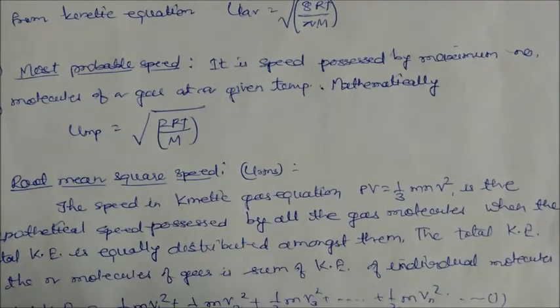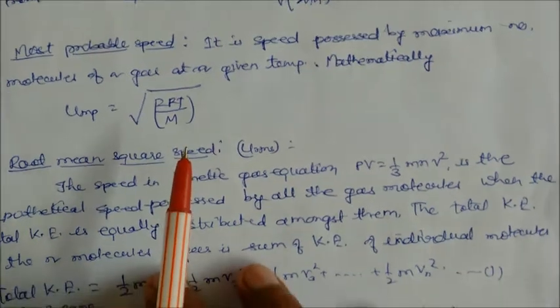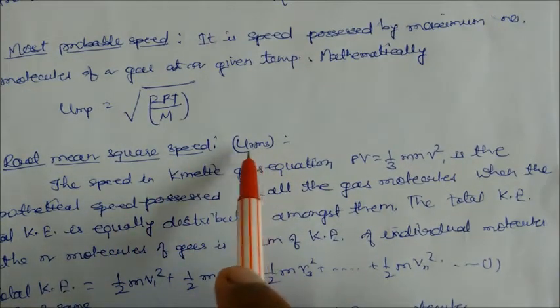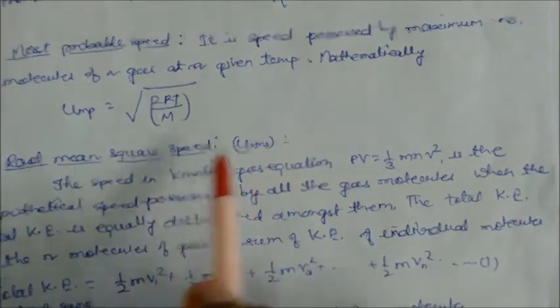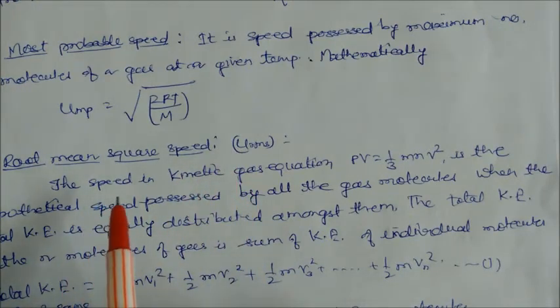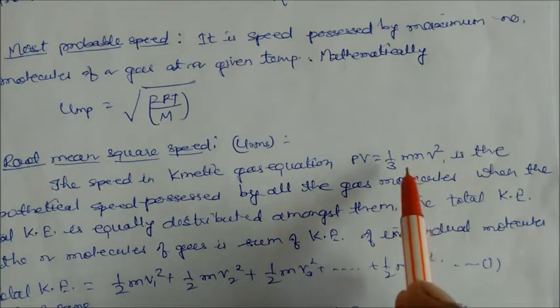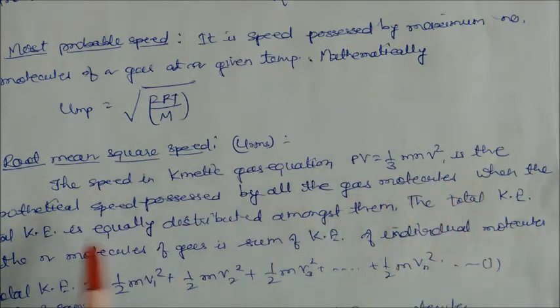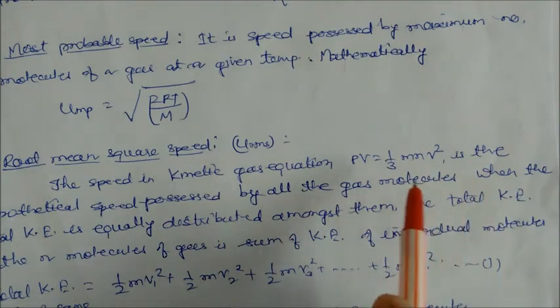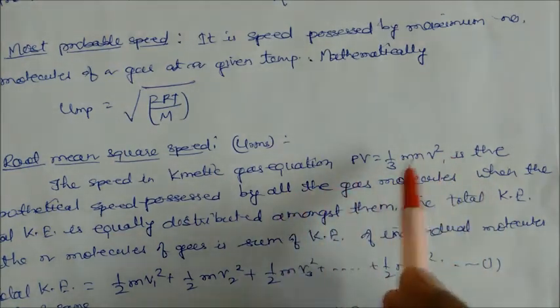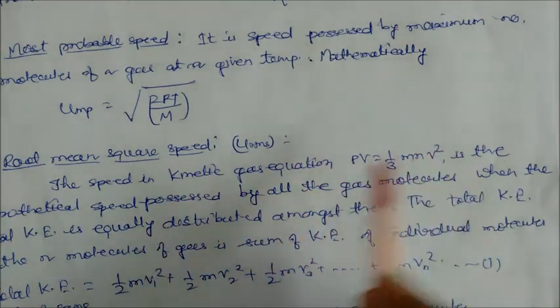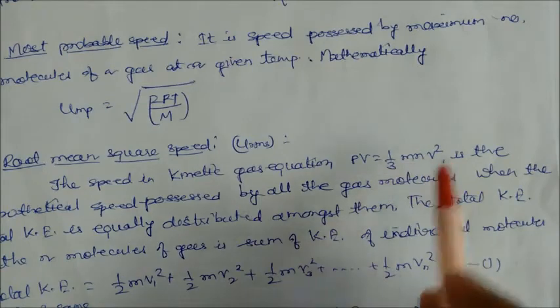Next is the root mean square speed, that is URMS. URMS is the abbreviation of root mean square speed. In the kinetic gas equation PV equals 1 by 3 m n v square, v is the hypothetical speed that we have already seen.